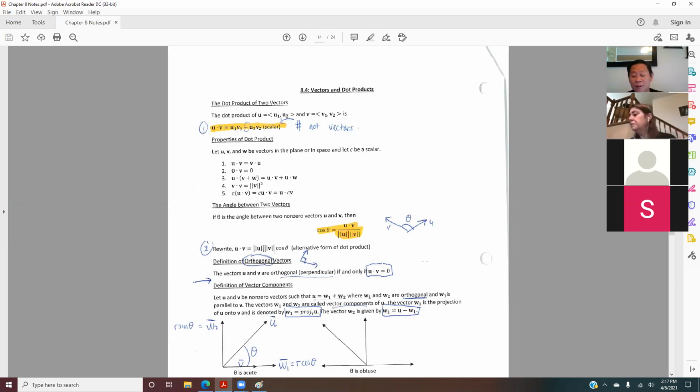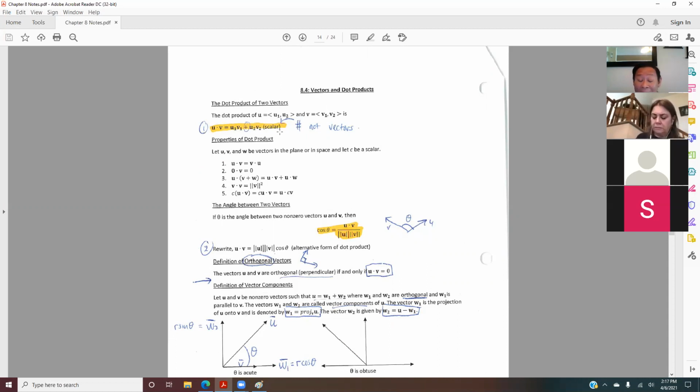Absolute value of v means the magnitude of u and v. So first thing first, I need to figure out what is a dot product. A dot product is where you take two vectors and you dot it. We don't call it multiply, we just dot it. What you do with this dot product is you take the first two components, you multiply it, plus you multiply the second two components. And the result of this is a scalar.